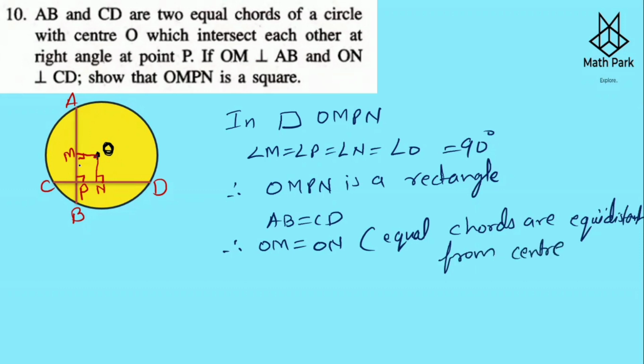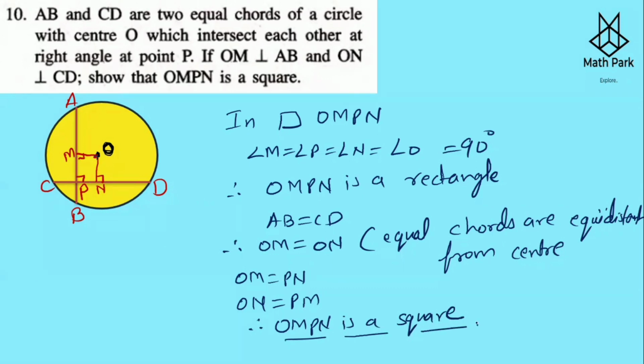Now, since the adjacent sides are equal, you get all sides equal. So you have OM is equal to ON. But since it is a rectangle, you have OM is equal to PN, and also you have ON is equal to PM. So therefore you get all the sides equal. Since the adjacent sides of a rectangle are equal, OMPN is a square. Got it? So thus we completed exercise 17B.